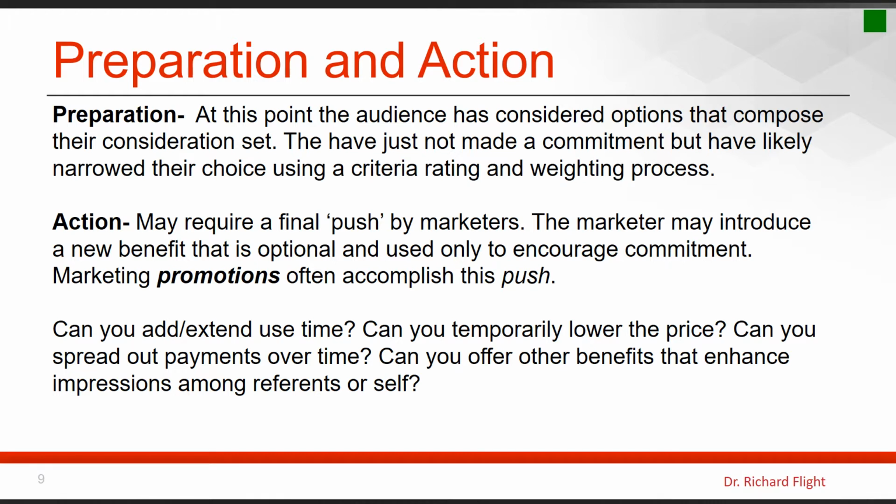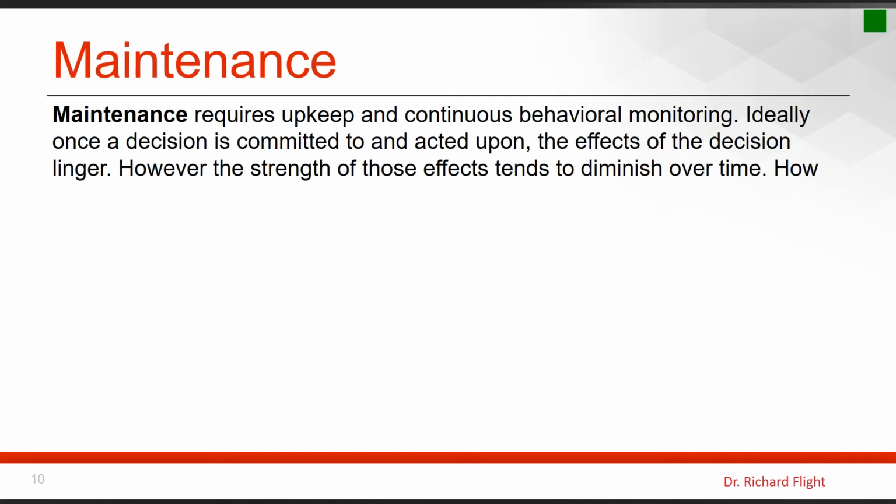So what are things that we can do to make these actions happen? Can you, in your process, give people more time? Can you add time elements? Can you temporarily lower the price so that it becomes more enticing and that price barrier isn't there anymore? Can you spread payments over time? Can you offer other benefits that help sway the consumer or client to actually act? So action's a big deal here, because that's what we want to do as marketers anyway.